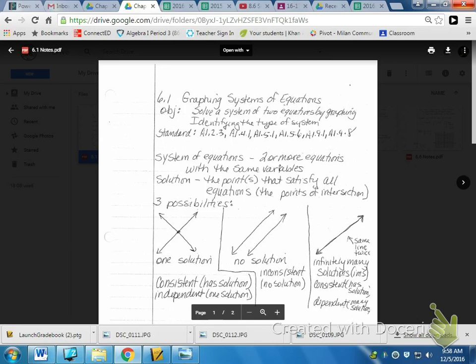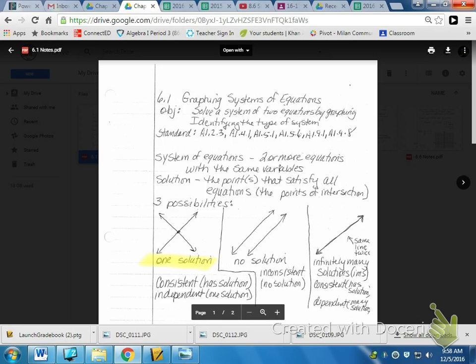The solution is the point or points that satisfy all equations. What that really means is the points of intersection. Where the lines cross over each other, that is considered the solution. Now, three things can happen with two lines, and it's important that you remember which part goes with which possibility. First, the most typical: they cross in one intersection.